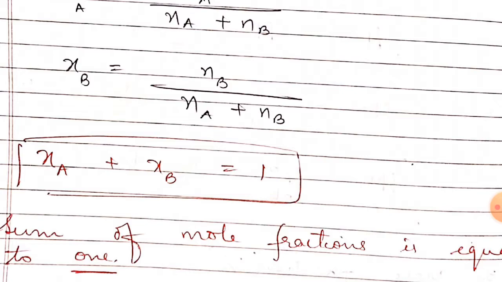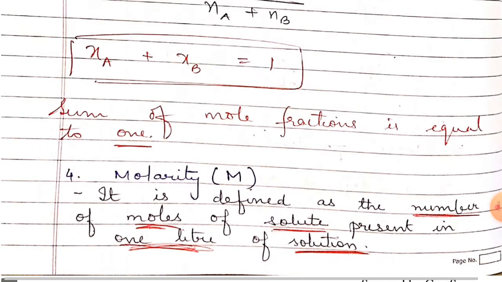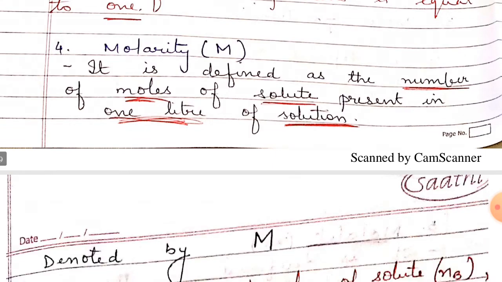So when you take a part of component to the total, when you sum all the mole fractions, that should be equal to 1. So xA plus xB is always equal to 1. Now the next term, which is a very important term, is molarity, denoted by capital letter M. Molarity is defined as the number of moles of solute present in 1 liter of solution. Number of moles of solute in 1 liter of solution is molarity.